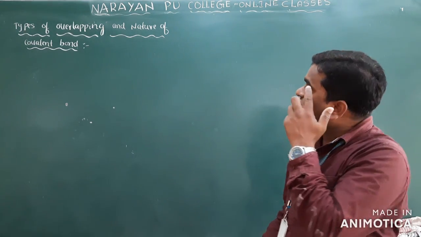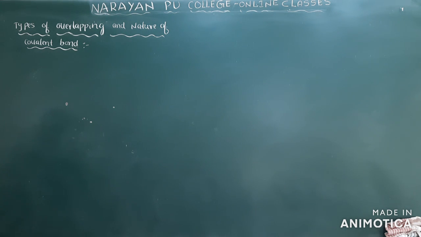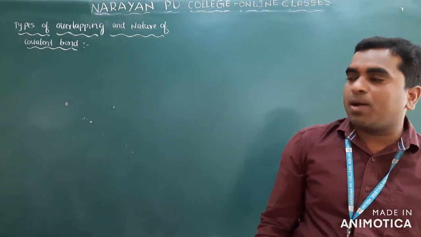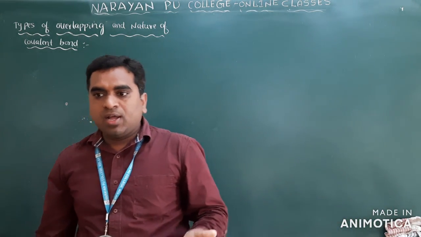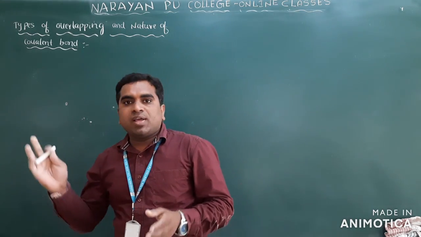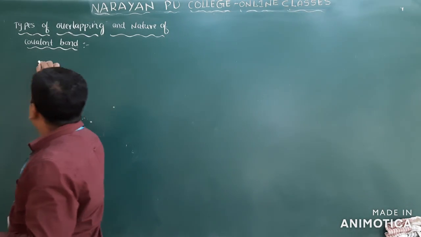So next heading is types of overlapping and nature of covalent bond. The covalent bond is classified into 2 types based upon the type of overlapping. What is the first one?